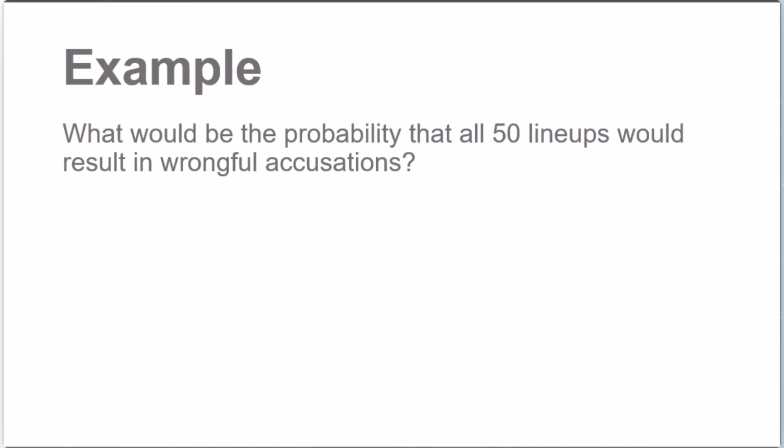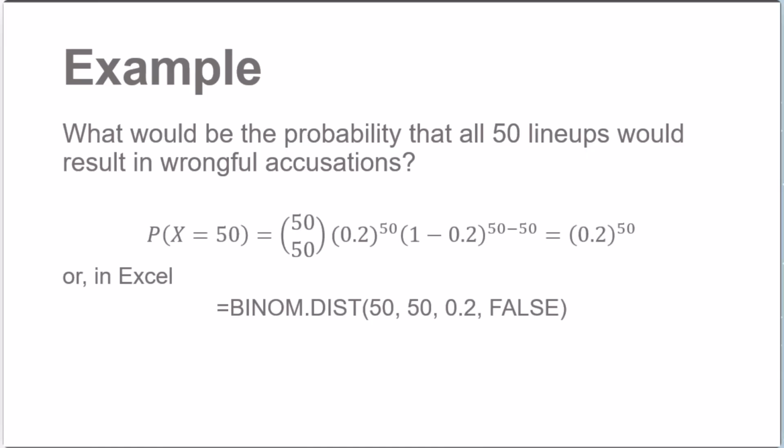Another example, same scenario: what would be the probability that all 50 lineups would result in wrongful accusations? So here we're looking at the probability that x equals 50, or that every single one of these lineups would result in wrongful accusations. If you compute the algebraic version of this formula, you'll find that this is actually just 0.2 to the 50th, because the probability of any one of these lineups resulting in a wrongful accusation is 0.2, and this is essentially just an and probability. It's 0.2 times 0.2 times 0.2 times 0.2, 50 different times.